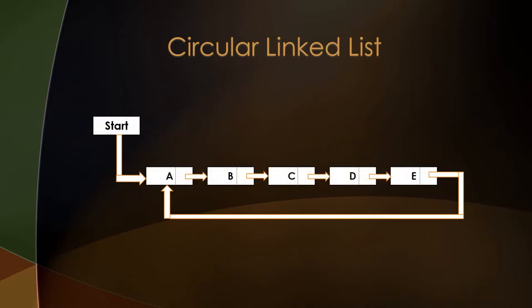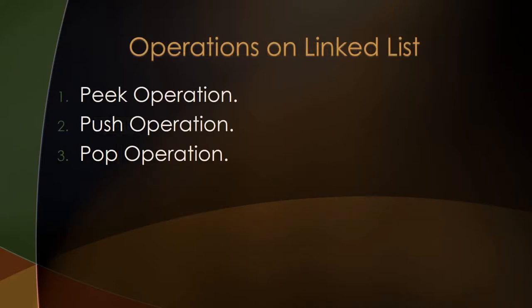This is how a circular linked list looks. As can be seen from the video, the last node E points back to the starting node A. So, this is the basic structure of a circular linked list. And now, we will be moving on to the various operations which are performed on a linked list.